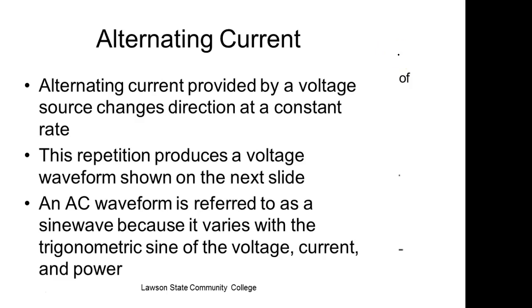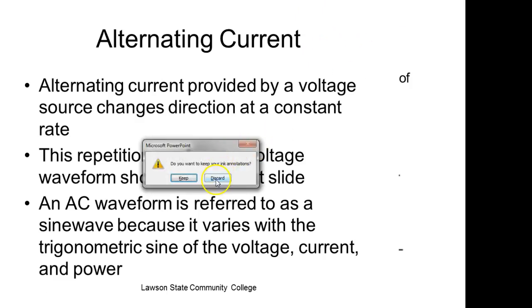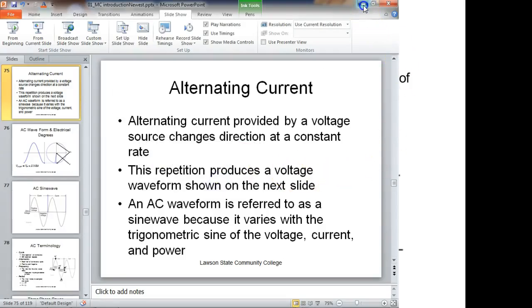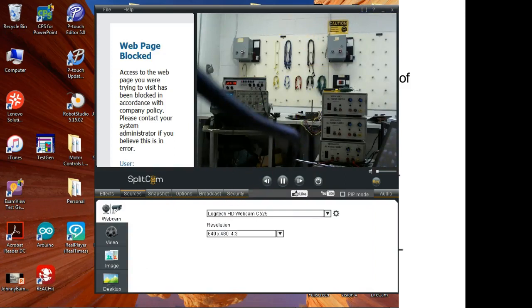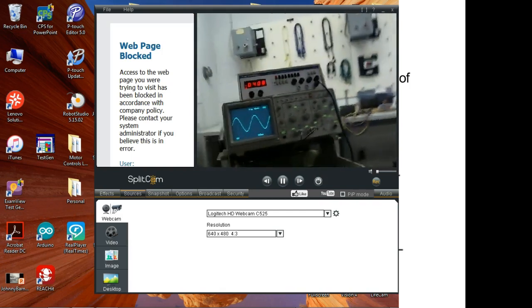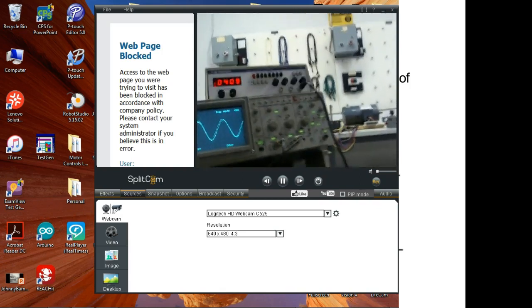The way AC power is generated: alternating current provided by a voltage source changes direction at a constant rate. The repetition produces a voltage waveform shown on the next slide, or we can show y'all over here. This is not outbound power; this is electronically generated. Let me get my camera a little closer. So this is AC power. This is the way AC power is generated.